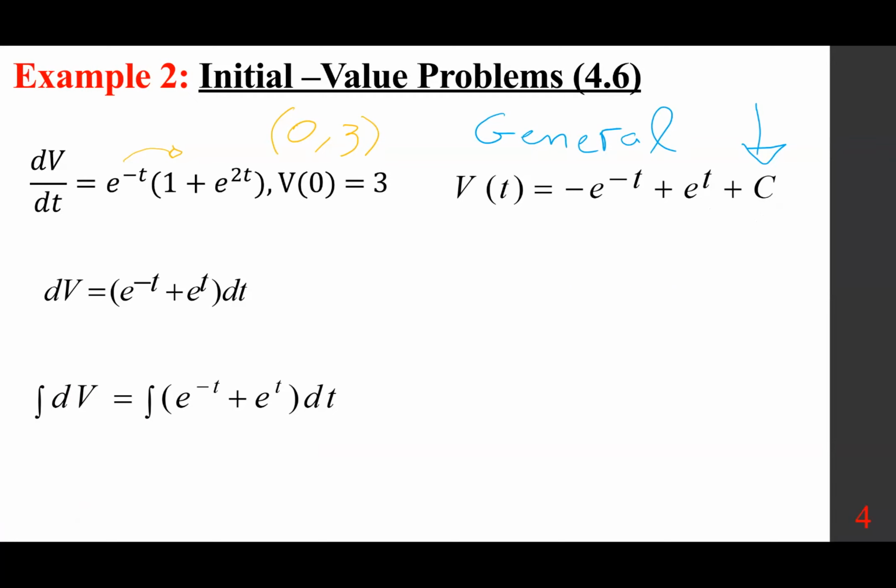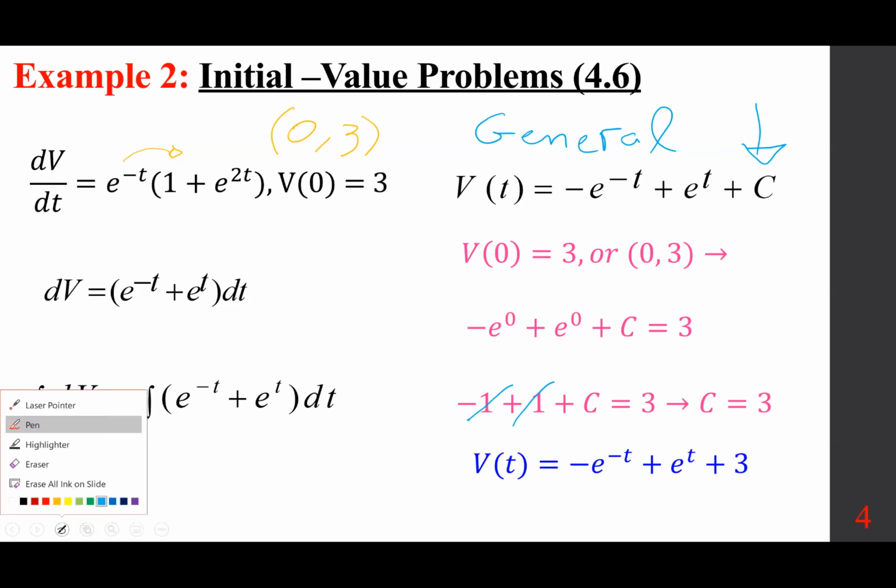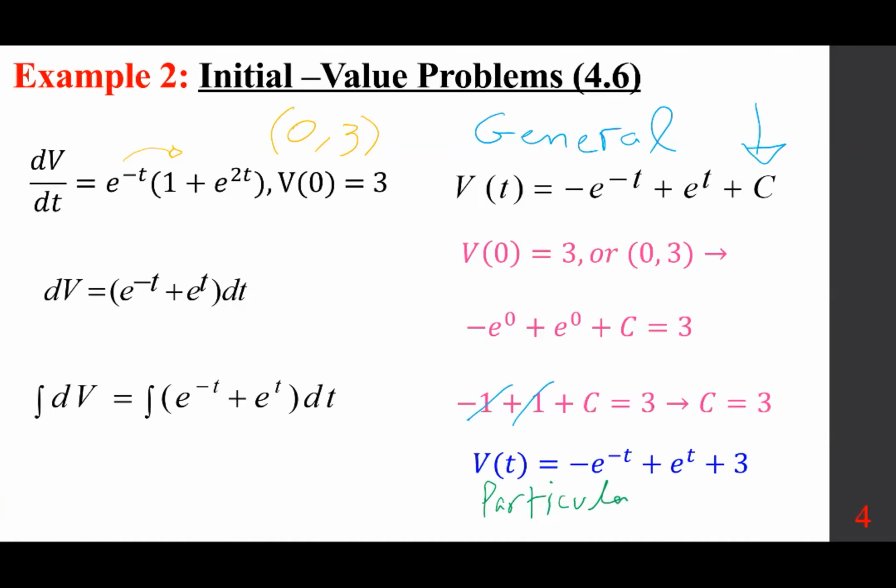We plug in the pair, replace the t with 0, v of t with 3. As you know, e to the power of 0 is 1. Therefore, we have negative 1 plus 1. They cancel each other, c becomes 3. Here's v of t, and this is a particular solution. General solution, a family of functions; with the help of a pair, we bring it to only one function.